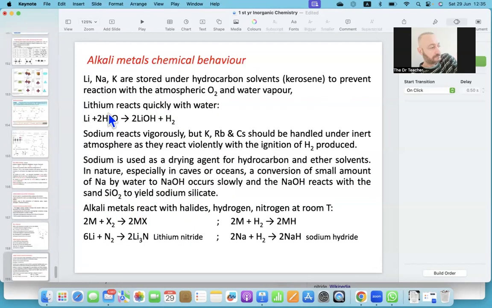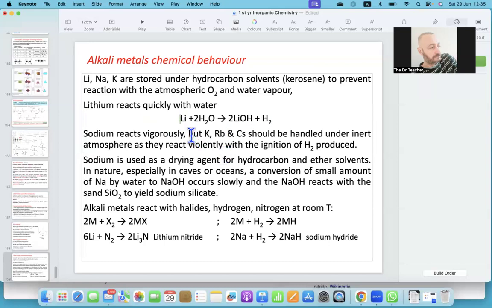Alkali metals in chemical behavior: all of them react, lithium reacts quickly with water. One lithium atom with 2 water will give you 2 lithium hydroxide and 1 hydrogen molecule. Sodium reacts vigorously with water, explosion.